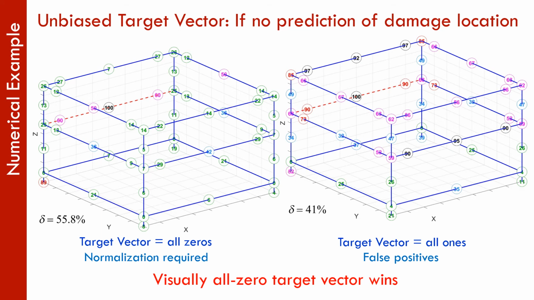So this inspector might have a few more places to look. However, if he had all ones for the target vector, which means 100% damage everywhere, he's going to have this result, which we do not like because it has a lot of false positives.